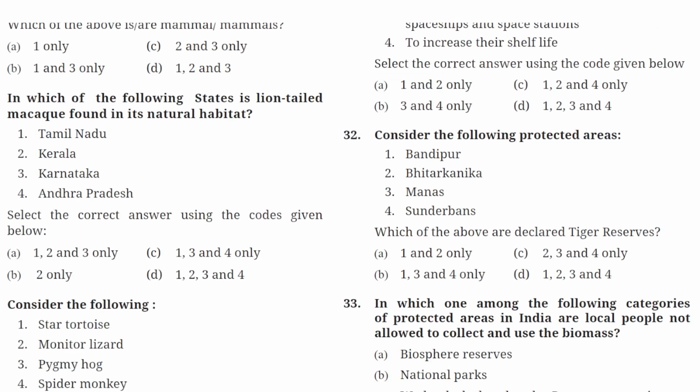Consider the following protected areas: Bandipur, Pithakarnika, Manas, and Sundarbans. Which of the above are declared tiger reserves? Okay. Question number 32. Bandipur Tiger Reserve, yes. Pithakarnika, no. Manas, yes. And Sundarbans, yes. No, Pithakarnika, there is no tiger reserve. Okay.